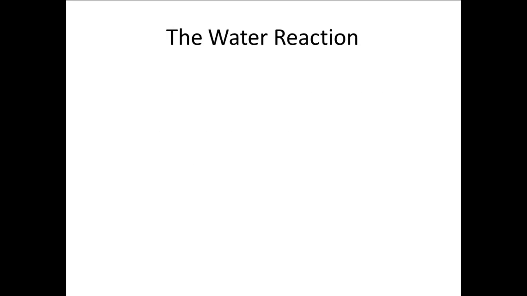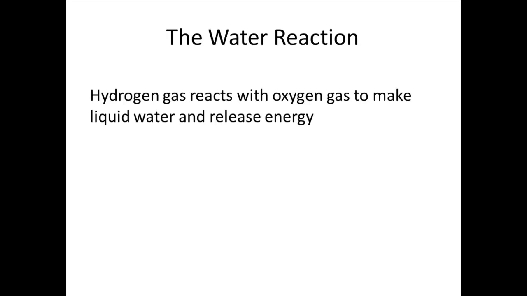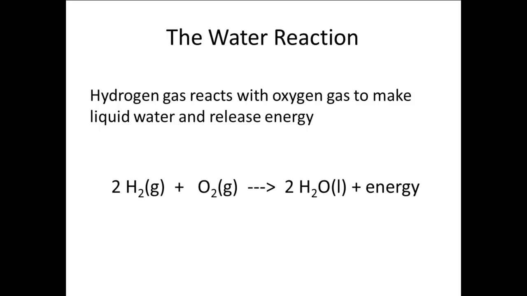As an example, take this very well-known reaction. Hydrogen gas reacts with oxygen gas to make liquid water and release energy. This becomes 2H2 gas plus O2 gas, arrow, 2H2O liquid plus energy. I want to point out several things that appear in the balanced equation but are not present in the English sentence. First, the formula of hydrogen gas is H2, and the formula for oxygen gas is O2.